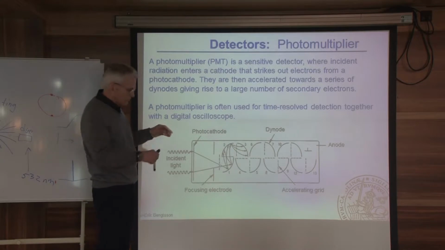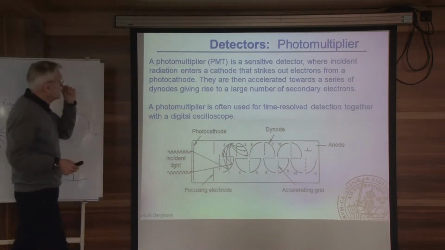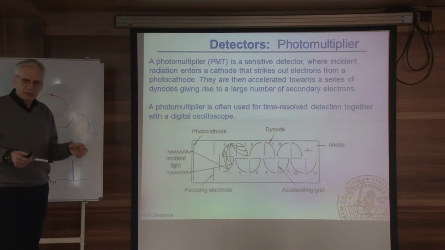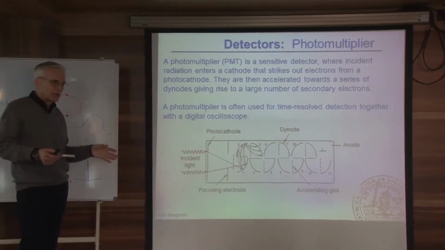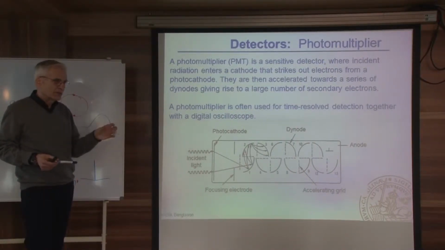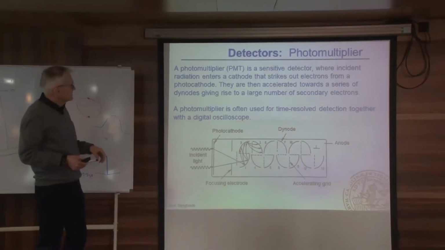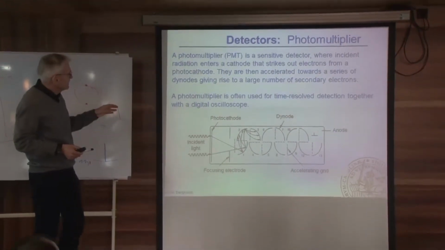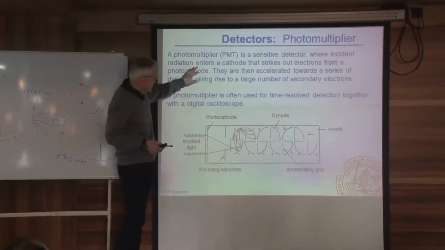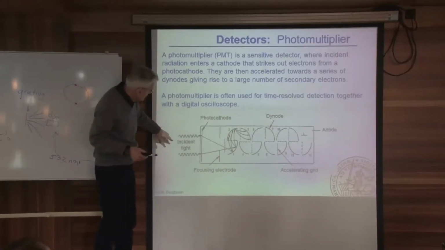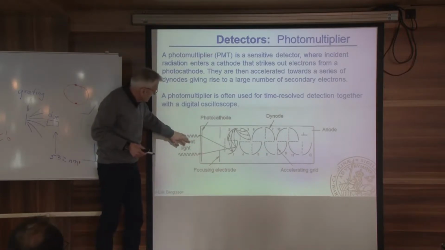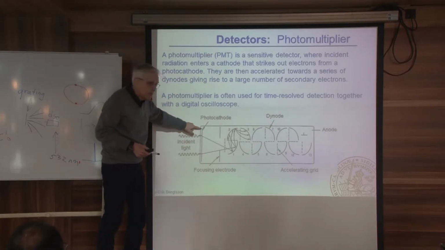Then switching to detectors. Detectors are, of course, very important. Now we hopefully know that we have a tunable laser. Then we have to have a very sensitive detector. And the most sensitive detector is what is called a photomultiplier. You have the incident light, and the light is hitting a photocathode.